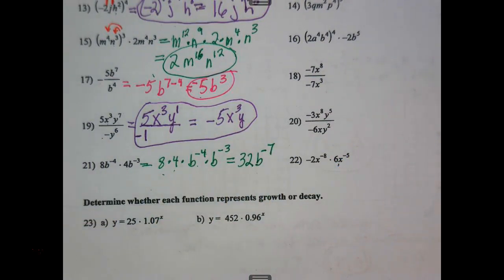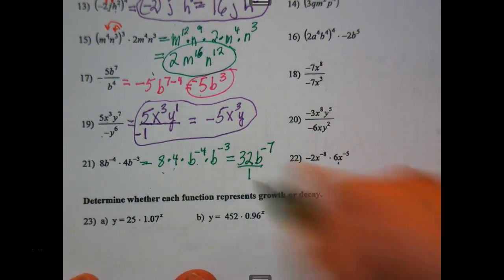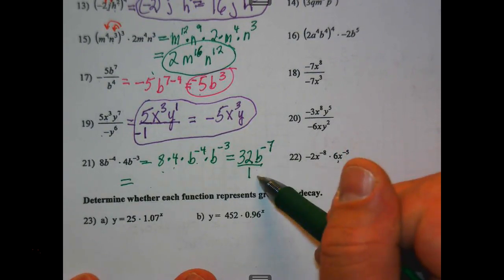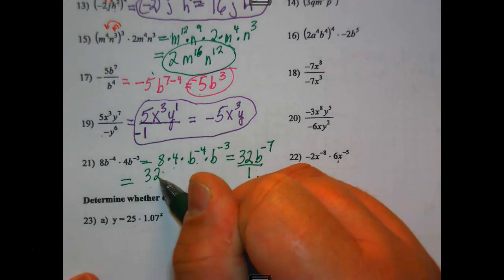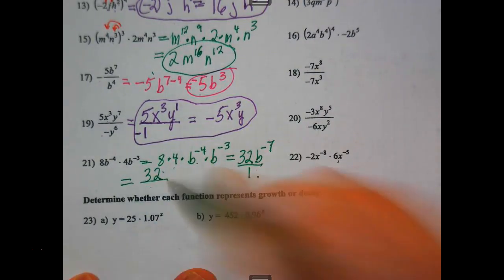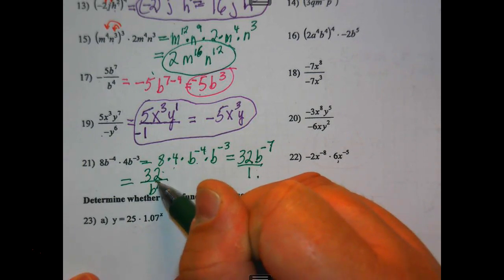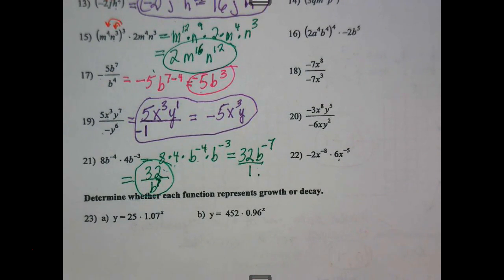Remember, we cannot leave our answers as negative exponents ever. So we're going to have to put that, think of this as over 1. So we're going to have to put that b to the 7 in the denominator and change it to a positive. So I have 32 over b to the positive 7. There's my answer.